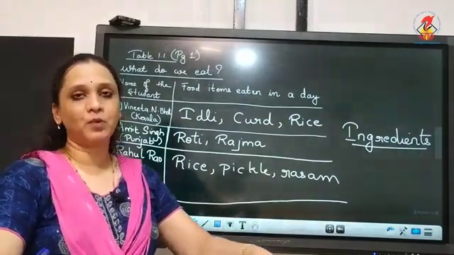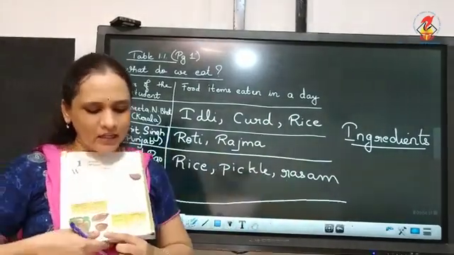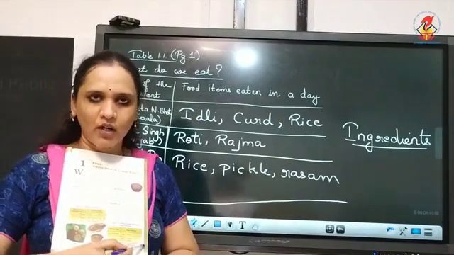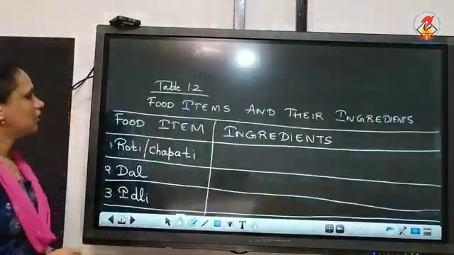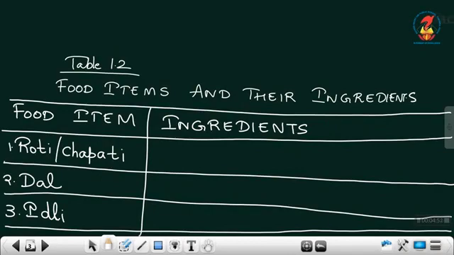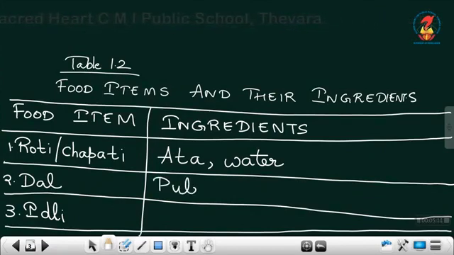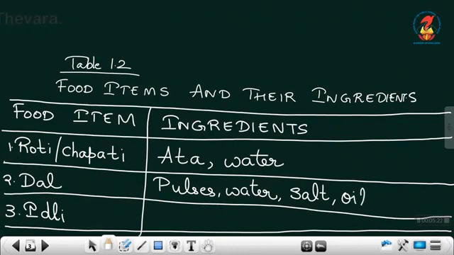Now let us fill table 1.2, food items and their ingredients, that is also present on page 1. Now you can see food item, ingredients. The first item is roti or chapati. What are the ingredients? Fill it in the textbook: atta and water. Second food item is dal. What are the ingredients present? Pulses, water, salt, oil or ghee, spices.